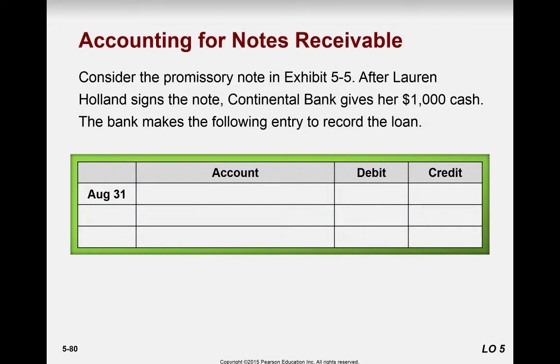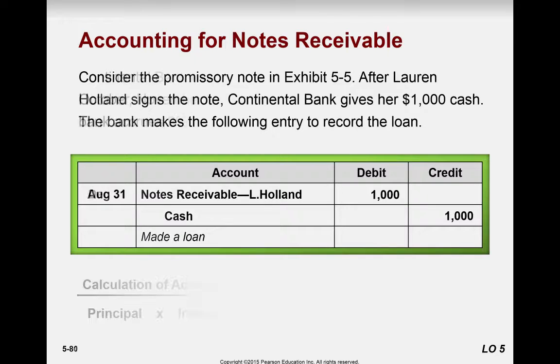And so now we have the note. Now we need to know how to account for this note, right? So first, we consider the promissory note that we just looked at, and Lauren Holland signs the note, and Continental Bank gives her $1,000. So here you have notes receivable, and cash is being given, so you have a credit balance to cash. So here the bank made a note.